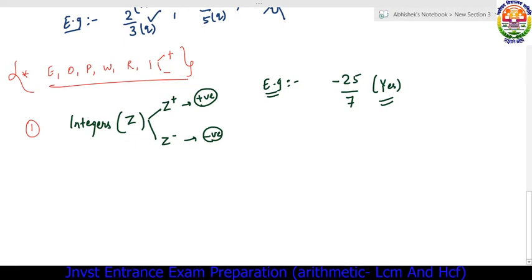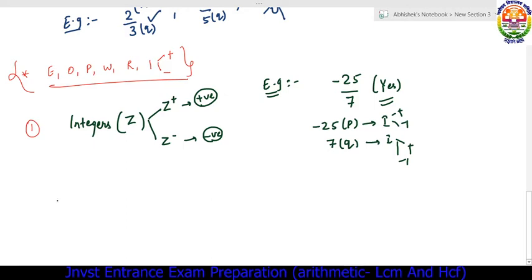So -25 by 7 is also a rational number, because -25 represents the value p and 7 represents the value q. So now p and q are both integers, depending upon whether they are positive or negative integers.